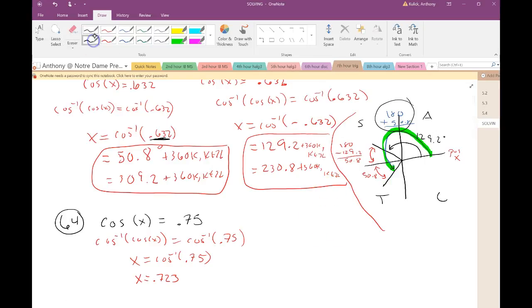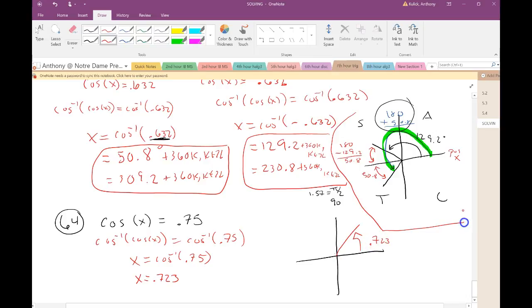So let's draw my picture and figure out where that other solution is. So remember, this was like 90 degrees, but in radians that's pi over 2, and pi over 2 is like 1.57. So this guy is still in the first quadrant. Is everybody okay with how I came up with where to put that?